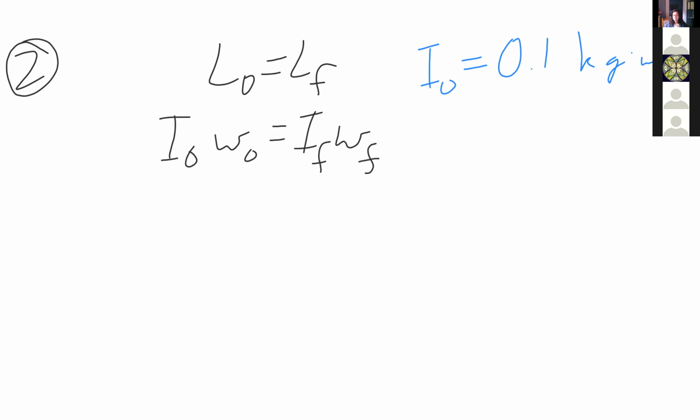And the rod's going to swing through those positions, collide with this putty, and then the putty's going to get stuck. So my inertia final is, again, this 0.1 plus an mr squared for the little piece of putty.